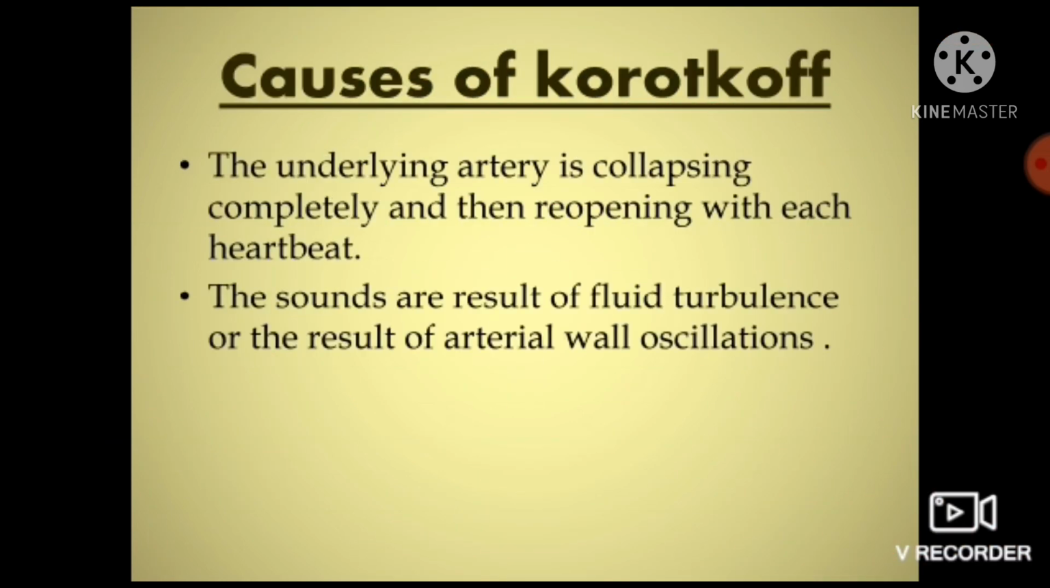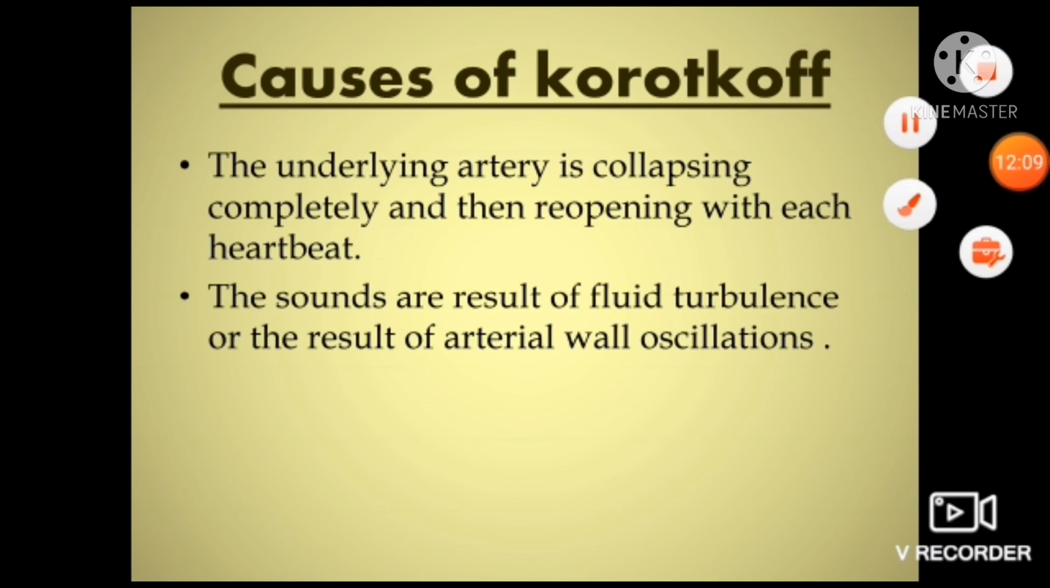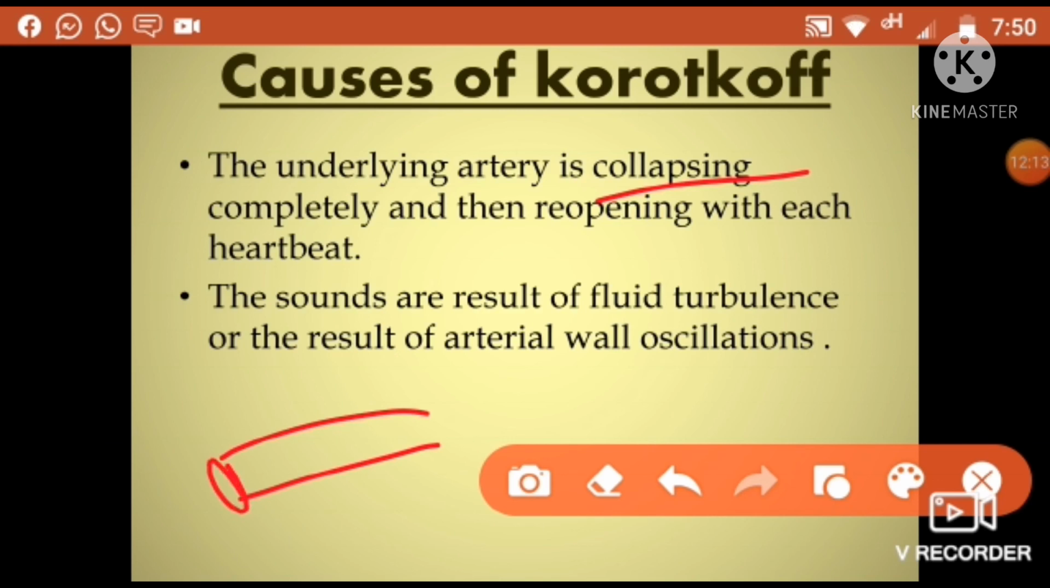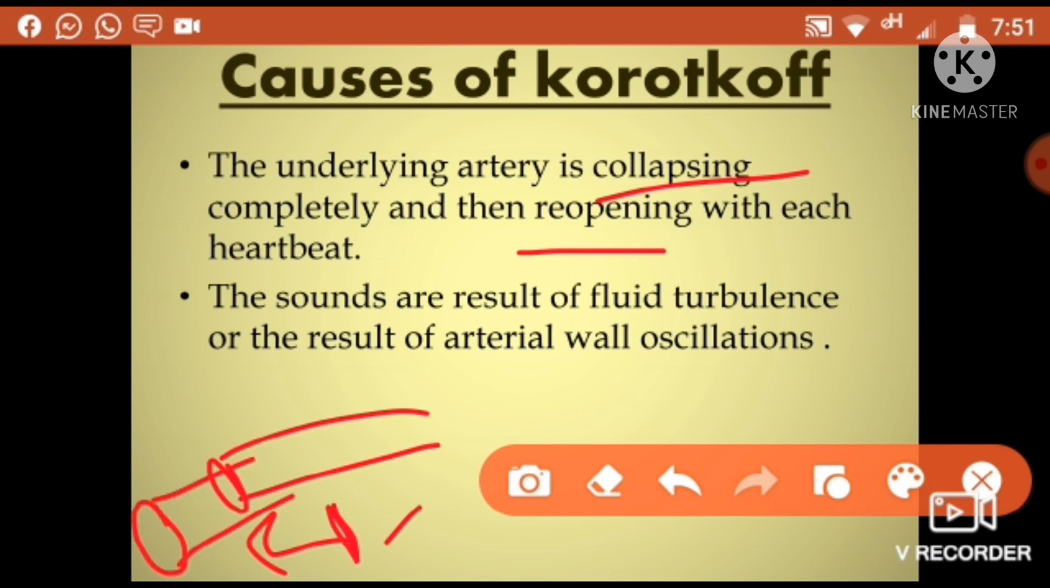Causes of Korotkoff sounds, why the sound can be heard. Whenever the underlying artery is collapsing, this is the artery, this is the opening. Whenever this opening collapses, like this, and then reopens, this is the collapsing stage, and this is the reopening. After this stage, it becomes open again. Two sounds will be heard, basically called lub and dub sounds, which we also call the heartbeat. These sounds are the result of fluid turbulence or arterial wall oscillations.